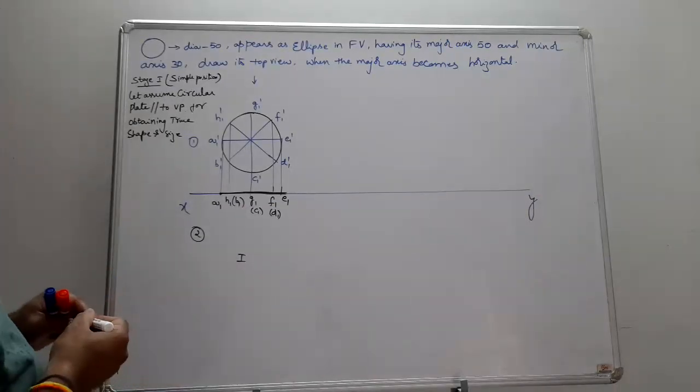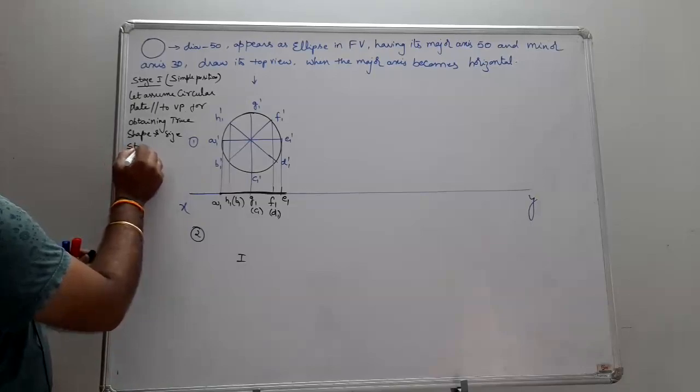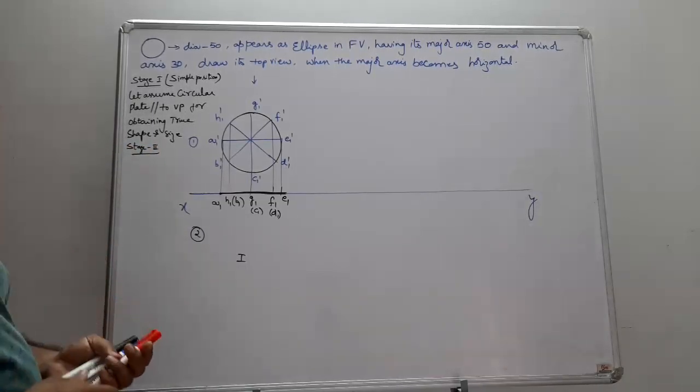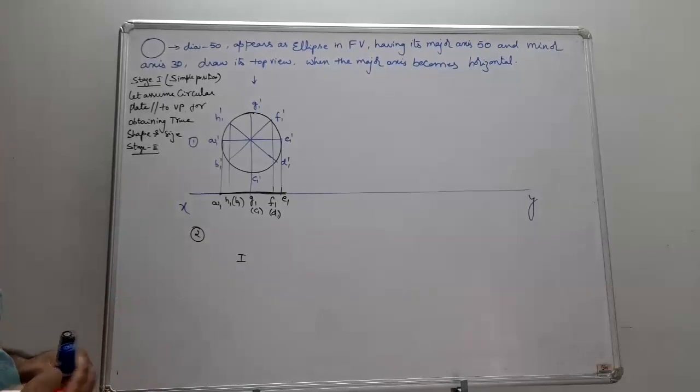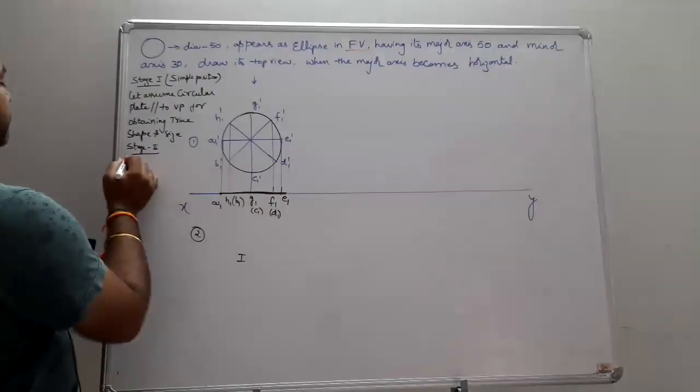Next, in stage 2, how can I obtain my front view? So he already gave it. Front view is given, ellipse in front view.